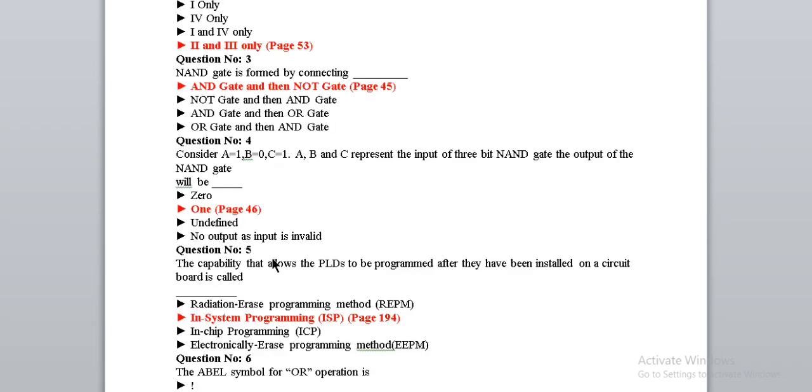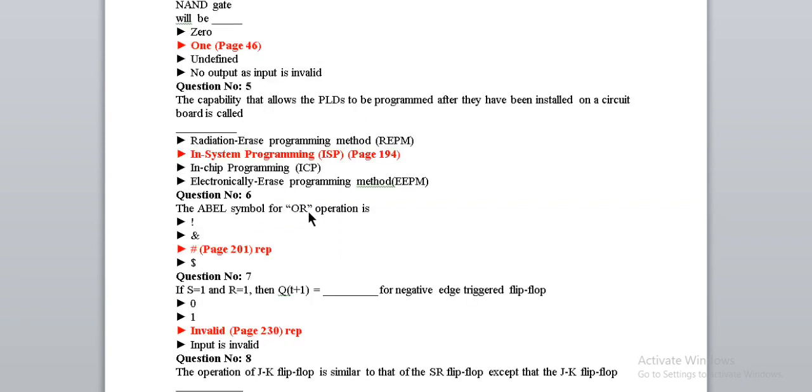The capability that allows the PLDs to be programmed after they have been installed on a circuit board is called in-system programming, ISP. The ABEL symbol for OR operation is hash.